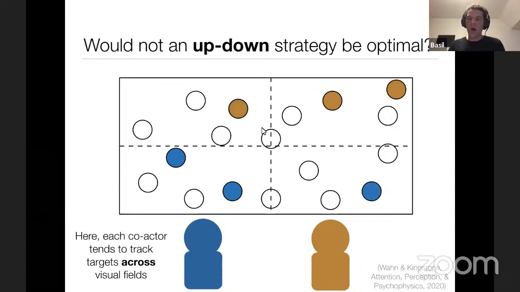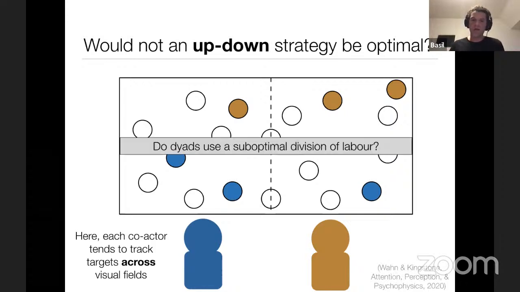So a more optimal strategy could be an up-down strategy, actually. If they want to make use of more attentional resources, so the members of the team, then it would actually be better to have one co-actor track the upper targets and one co-actor the lower targets, because you now track objects across visual fields. So now we wondered, why do participants use the left-right labor division strategy and not an up-down strategy?